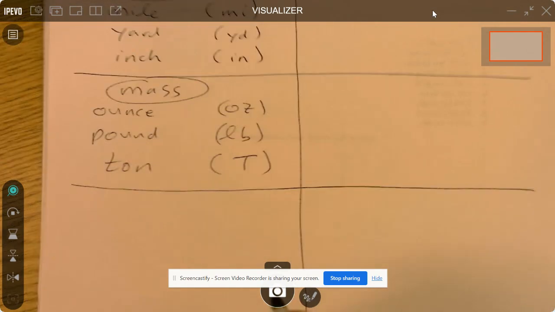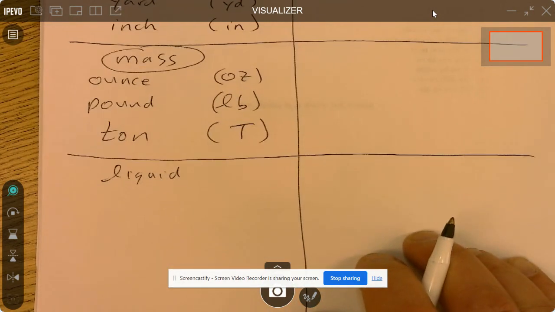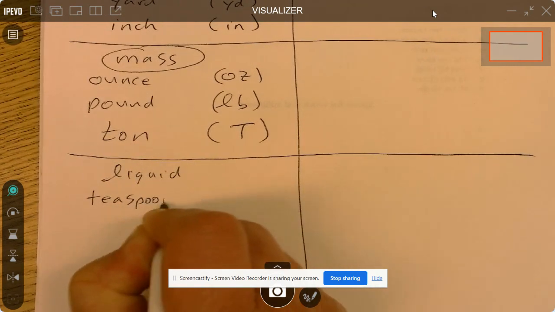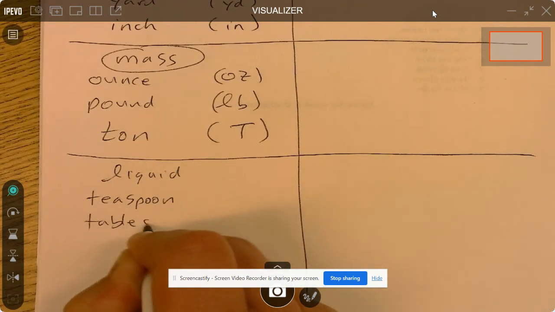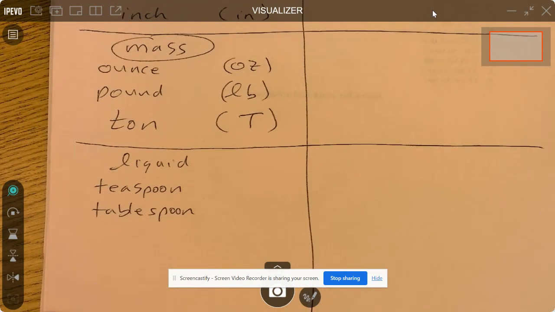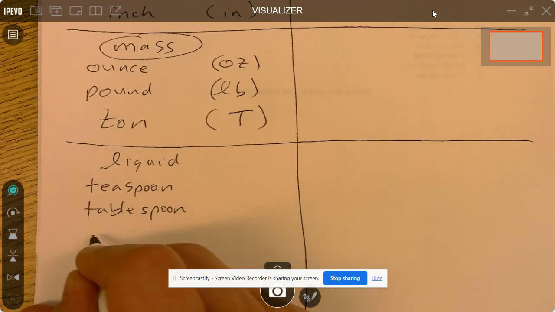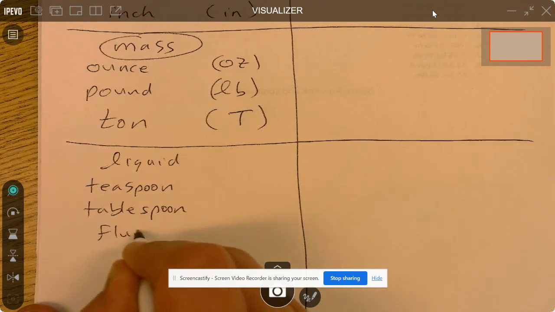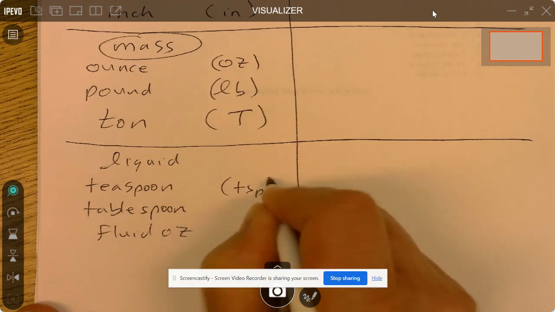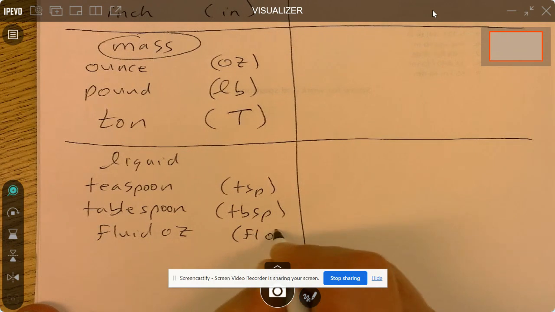Okay. And then if we start talking about liquid measurement, there are some very small liquid measurements like a teaspoon and a tablespoon. Those might be used obviously for measuring some sort of recipe, but they also might be used for measuring some sort of medicine to someone. We could have a fluid ounce. So teaspoon is TSP, tablespoon is TBSP, fluid ounce is FLOZ.